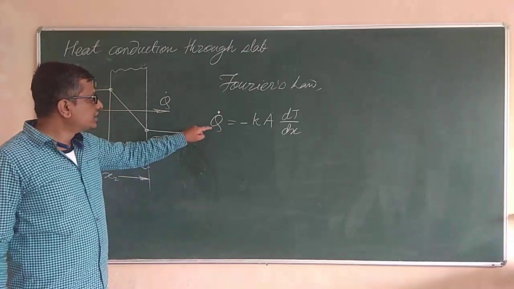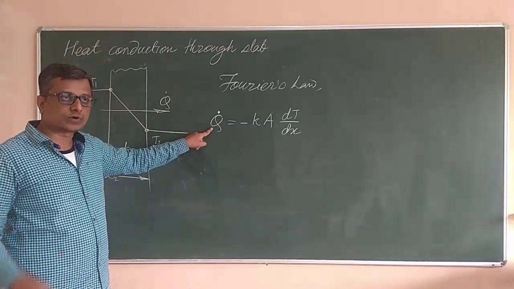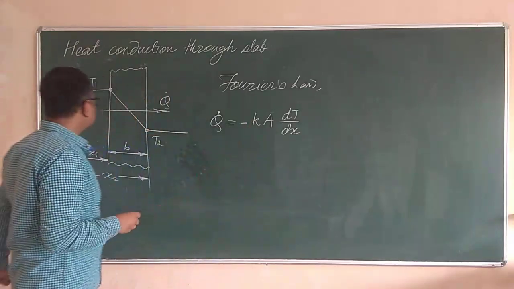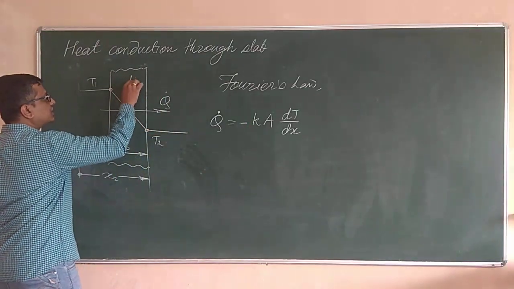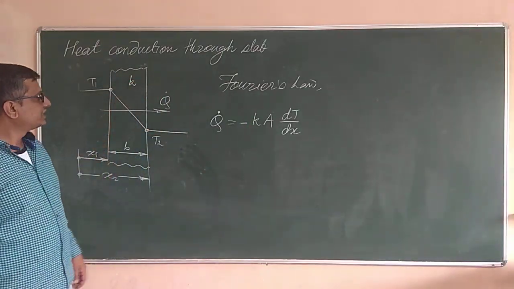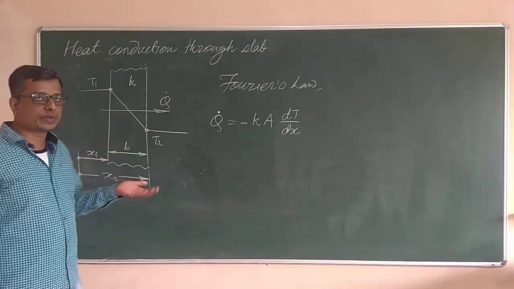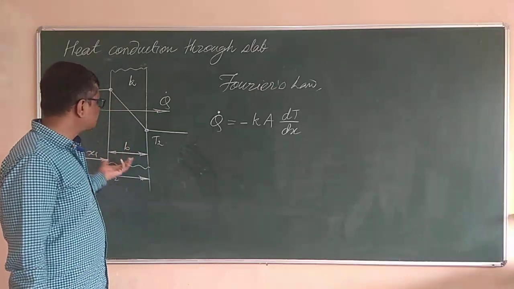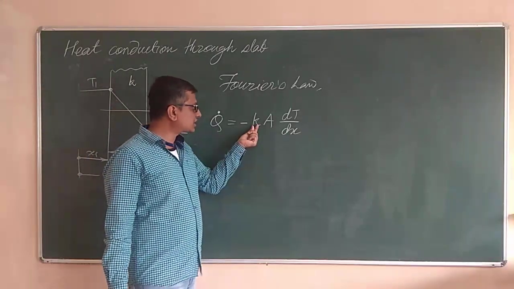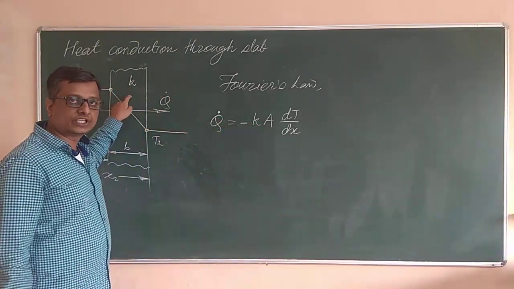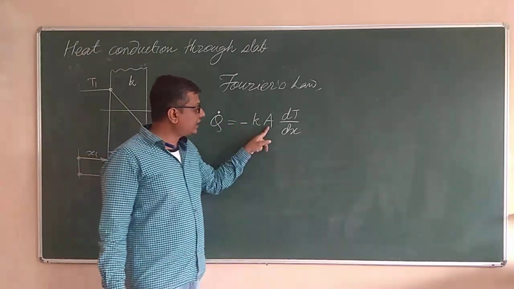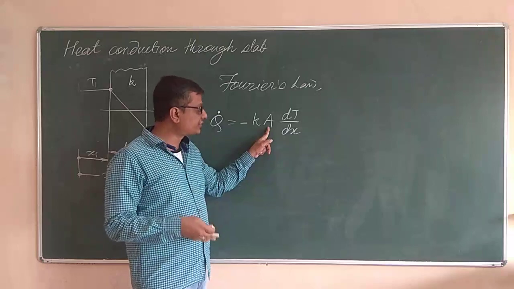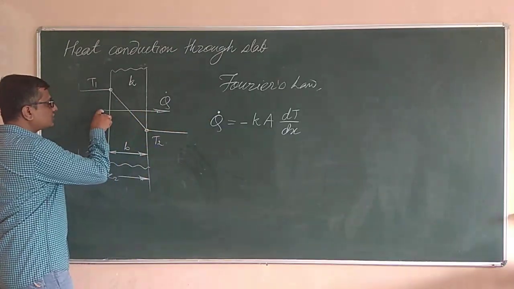Q is the rate of heat transfer, that is the amount of heat transferred per unit time. K is the thermal conductivity of the matter, and let us say in this case the thermal conductivity of this wall is K. This wall may be of any material, maybe glass, concrete, wood, anything metallic, steel also. So K is the thermal conductivity of this slab through which the heat is going to transfer. A is the area which is normal to the direction of flow of heat.